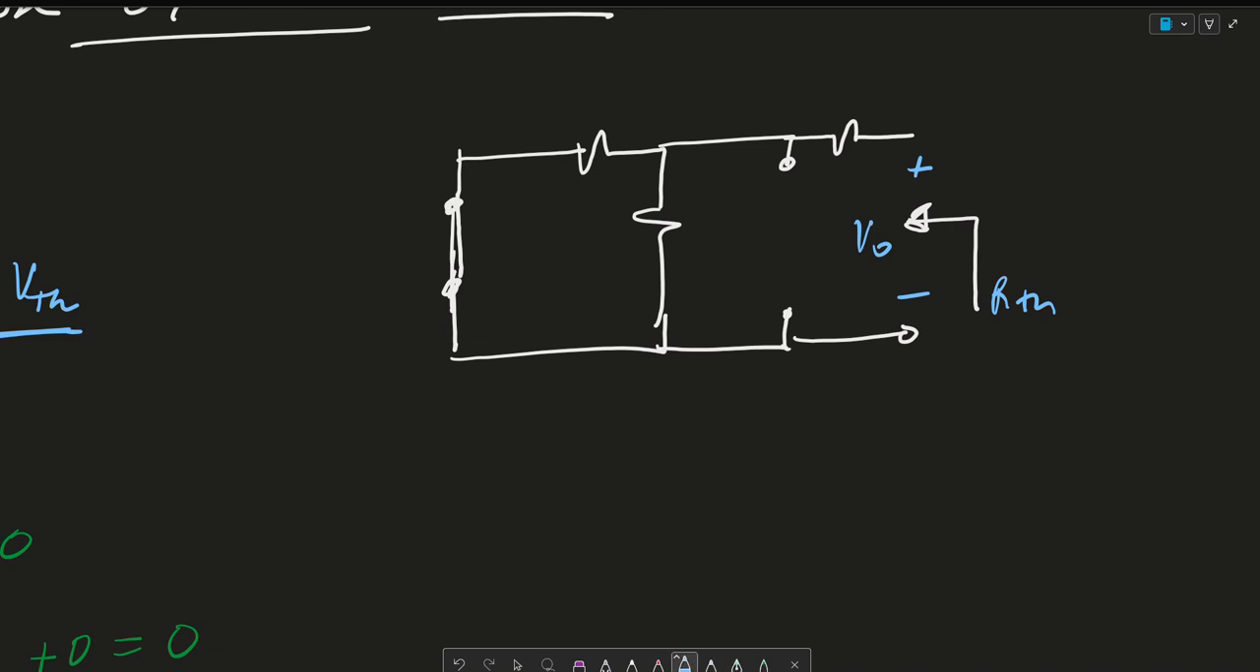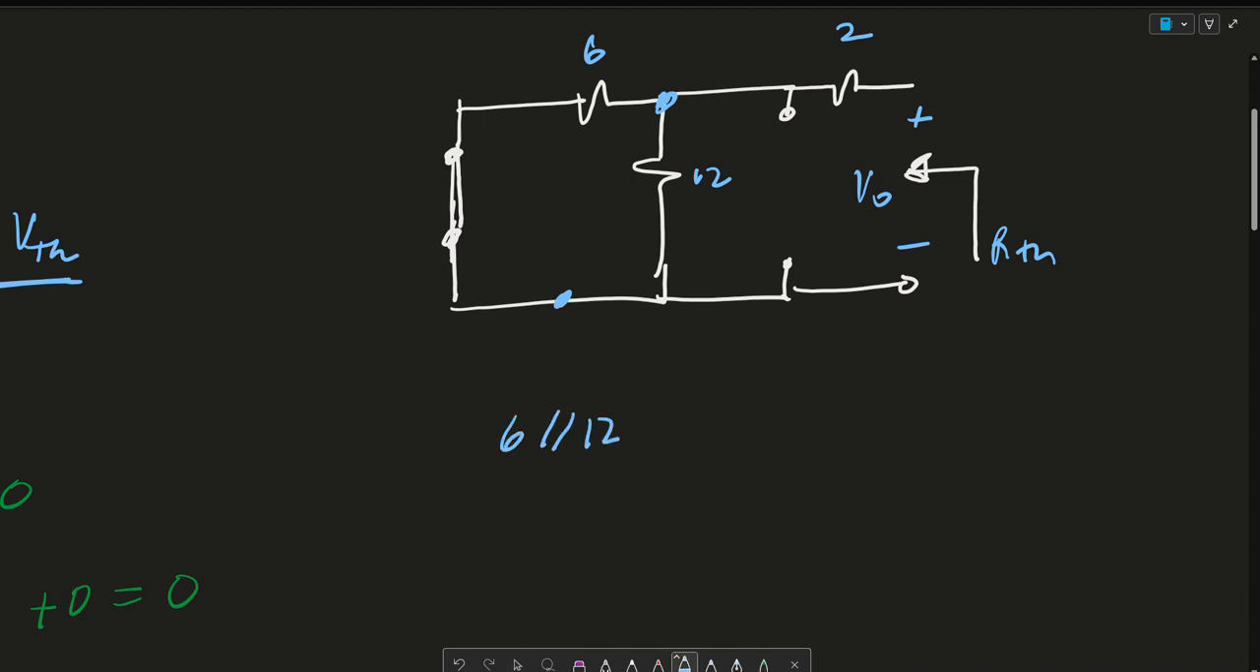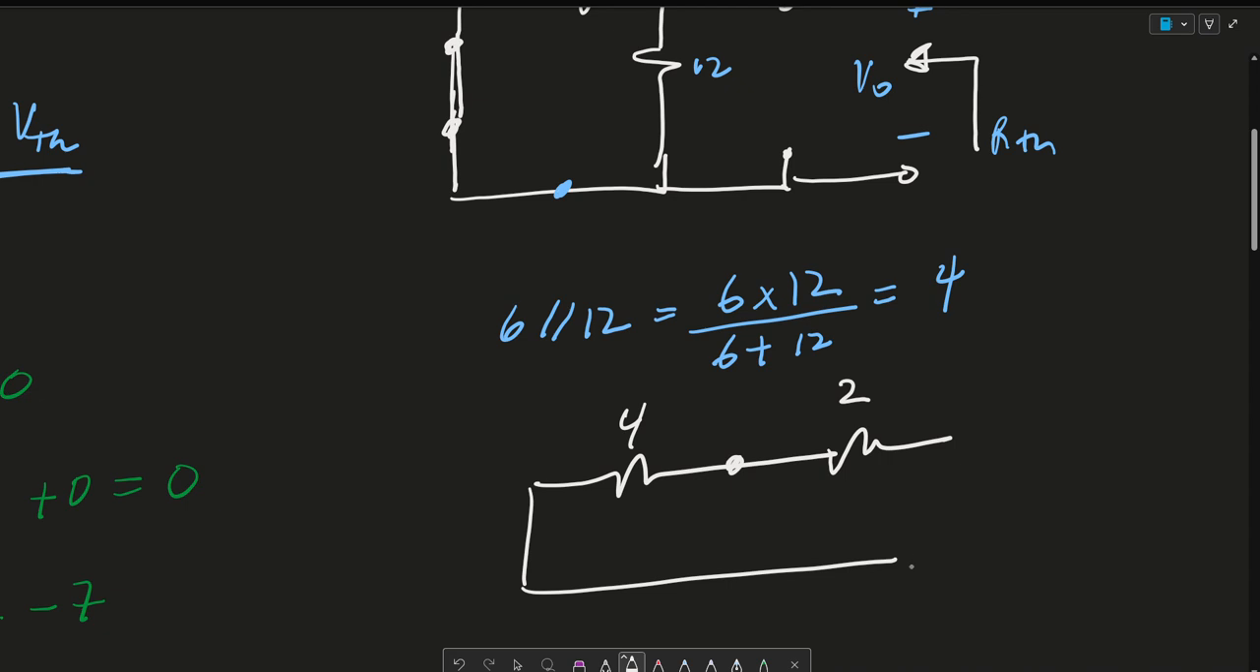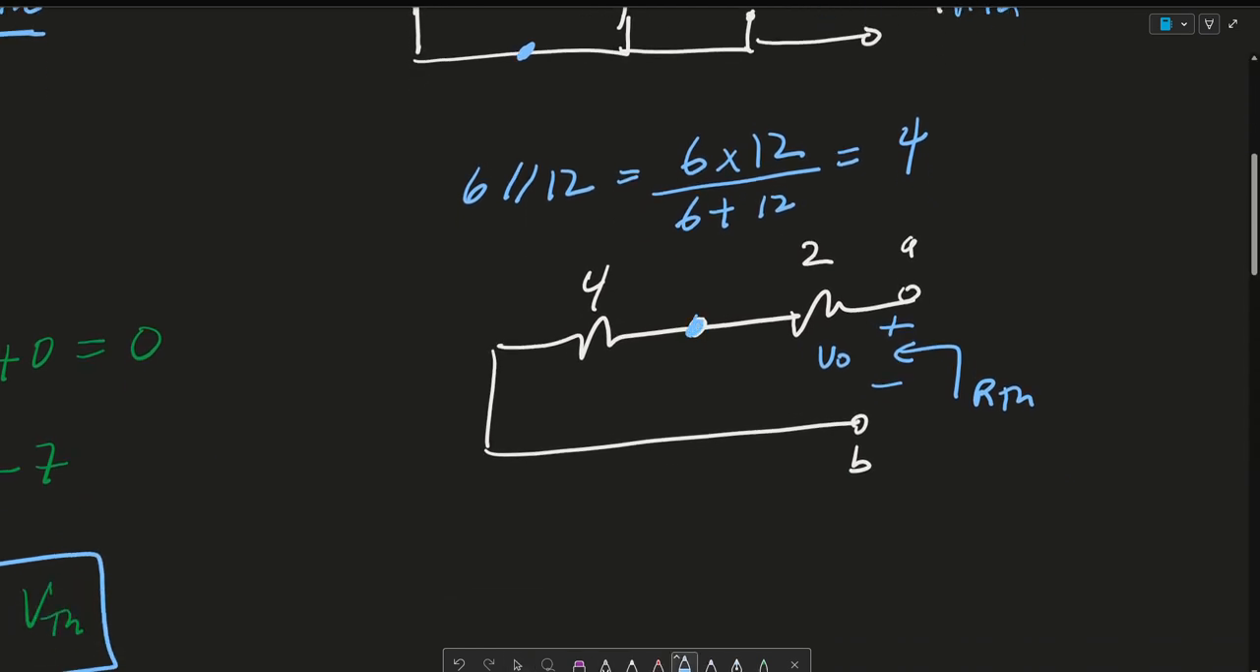And you would find out that if this is 6, 12, and 2, these two resistors share the same two nodes, so they're in parallel. So 6 parallel 12 is 6 times 12 divided by 6 plus 12. This will equal 4. And my circuit gets reduced to something like this: 4 and 2. And essentially this is A and B, plus minus VO, RTH. So then RTH, these only share one node, so they're in series. So RTH is 4 plus 2, which is 6 ohms.